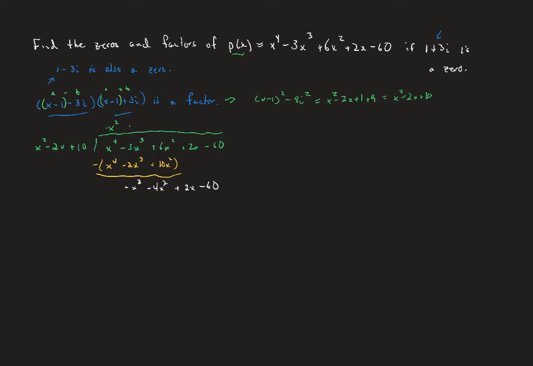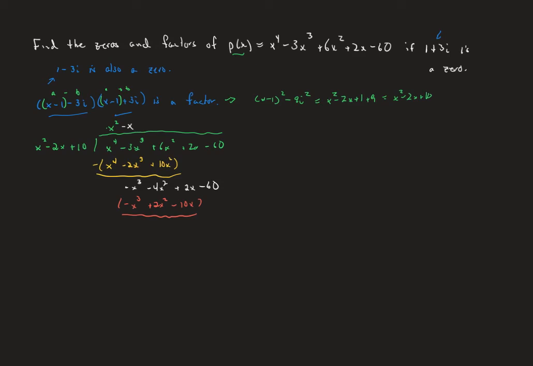What times x squared will be a negative x cubed? So that's going to be a negative x. So negative x times x squared is, I'm going to change color again, let's go with a negative x cubed. Negative x times negative 2x is a plus 2x squared. Negative x times 10 is a negative 10x. And I'm going to subtract that quantity.